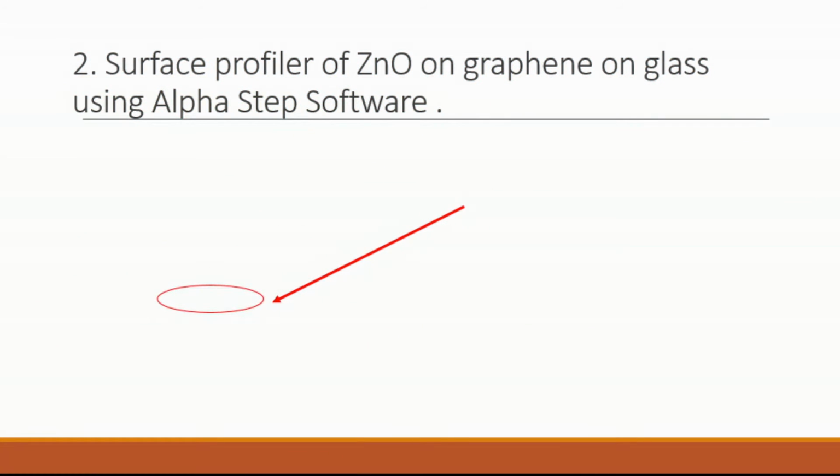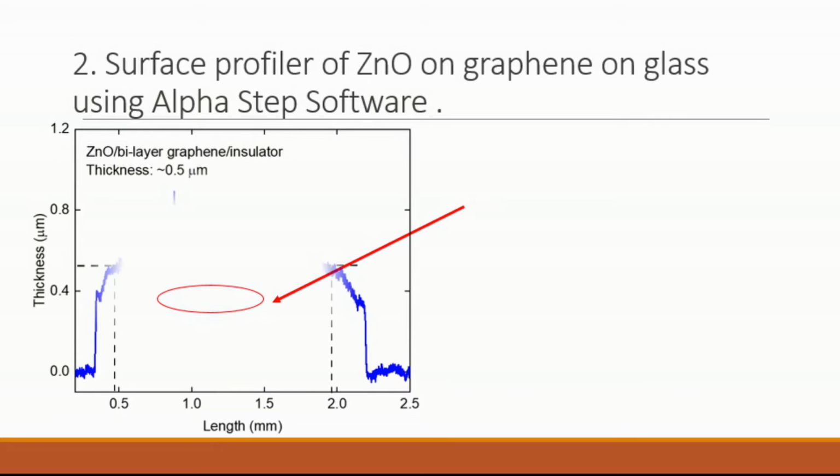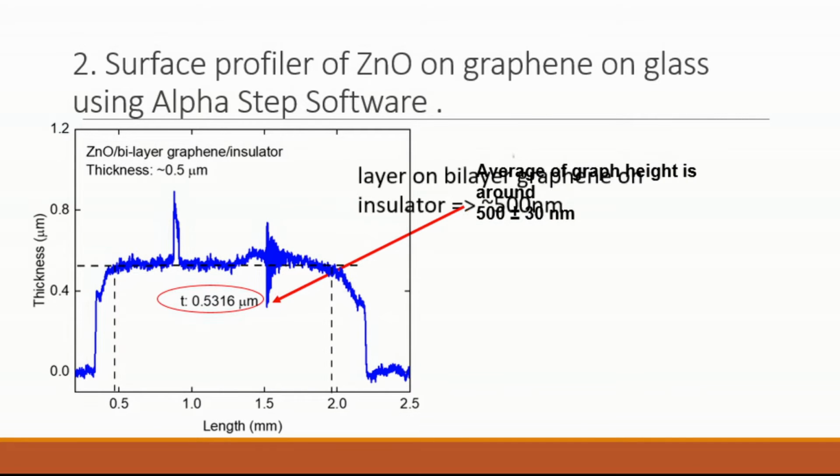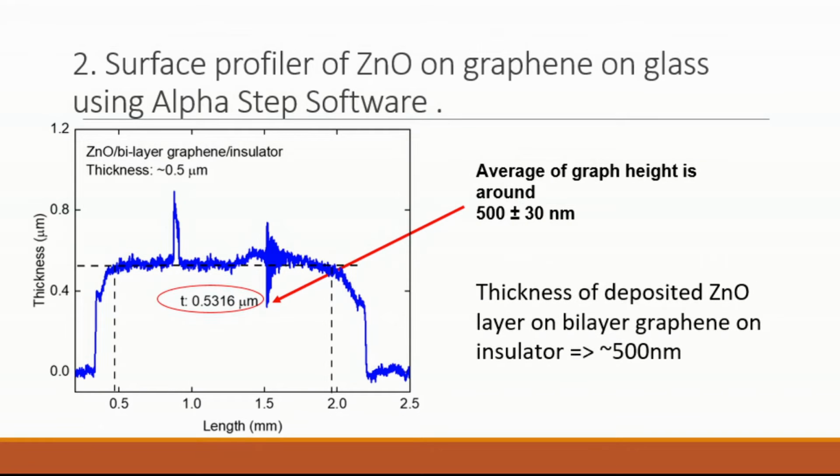The next result will be from the surface profiler. Based on the software result, we can see that the average of the graph height is around 500 nm, which indicates the thickness of the deposited zinc oxide.